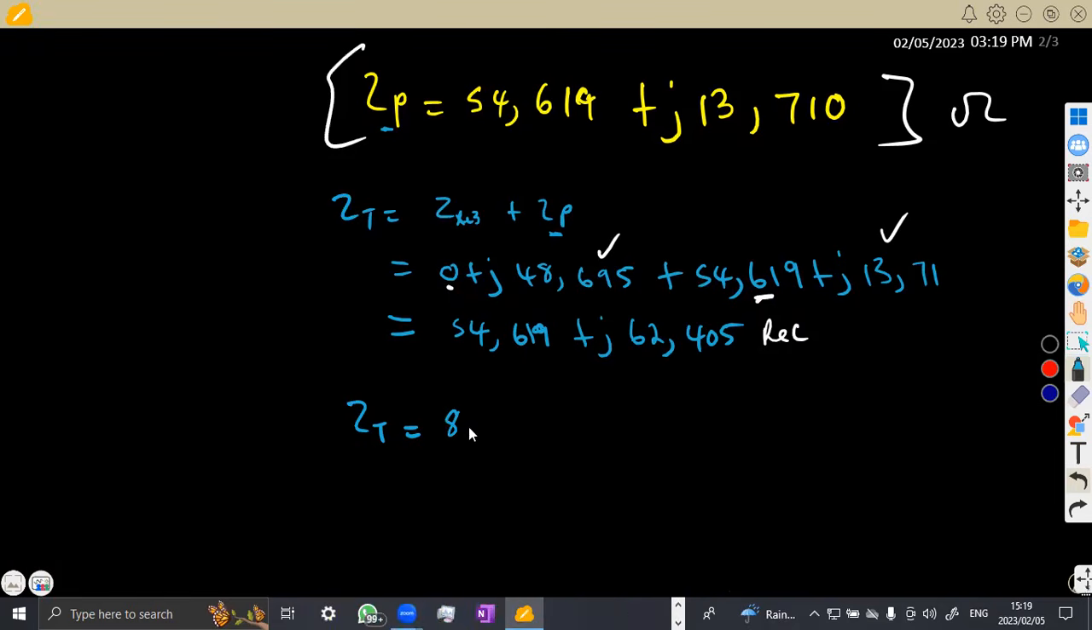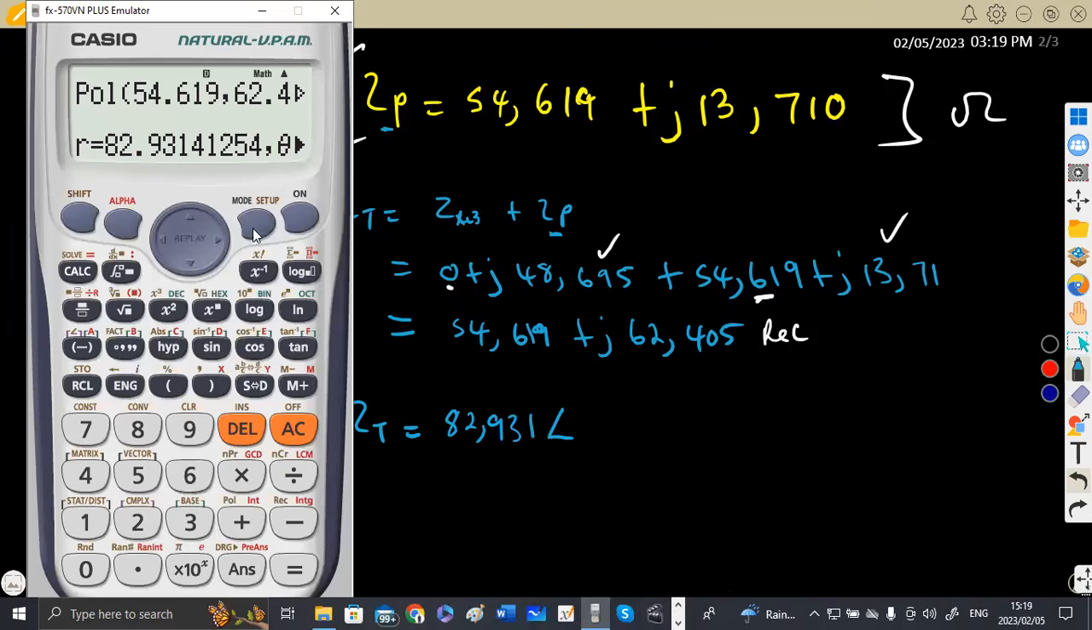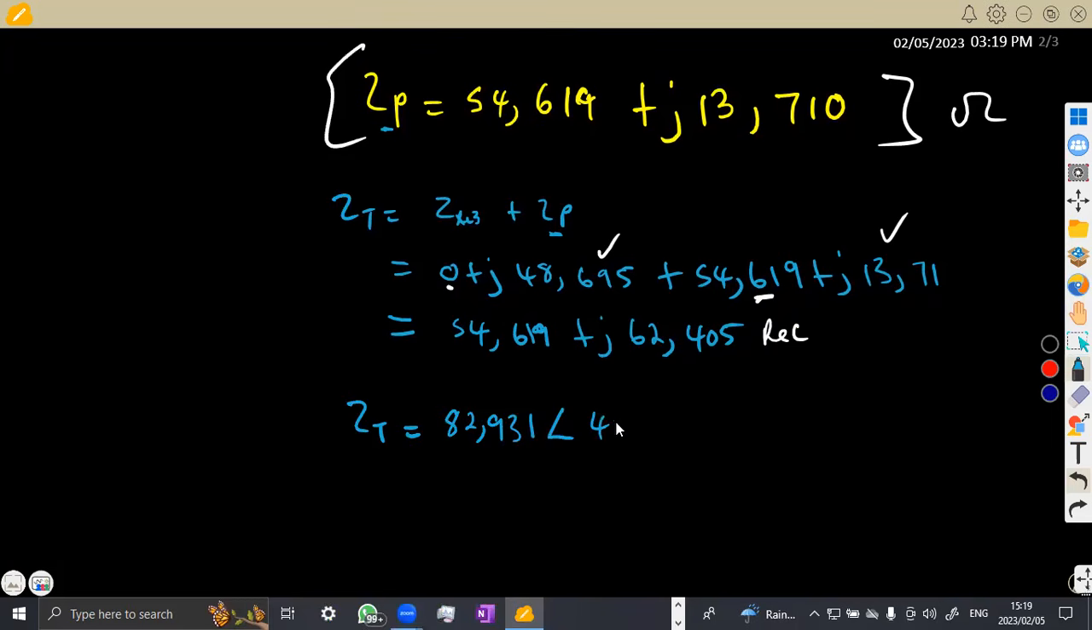So we've got our R, which is 82,931. Angle, which is the angle theta. So our angle theta here is 48,806 degrees. Okay, so this is our ZT, the total impedance that we have.